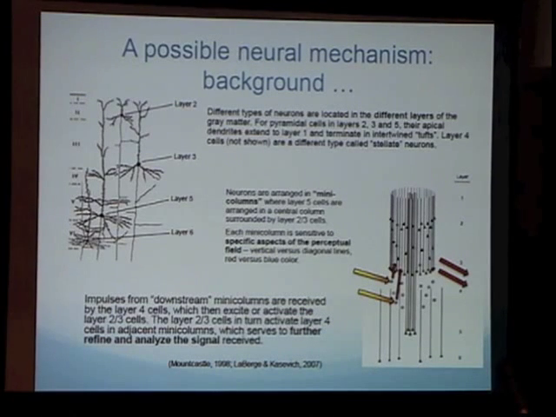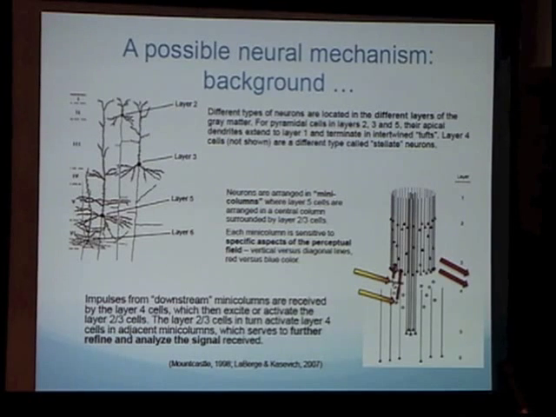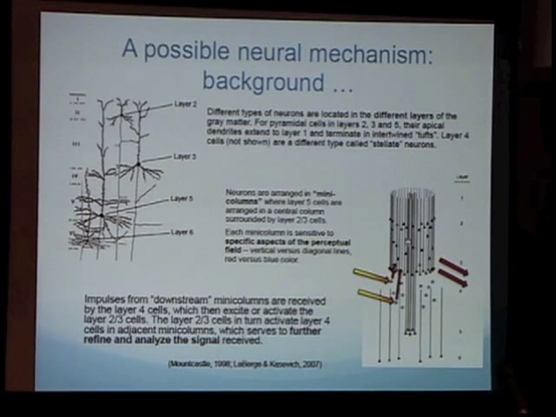Okay, now what happens, and this is the last bit of background before we get to the theory, is that impulses from the 2 and 3s are passed on from one mini column to another, to another, to another. They go from layer 2-3 to layer 4, and then up to layer 2-3 in the next mini column, and those go on to something else. This is the process that further refines and analyzes the signal so that some parts of your visual cortex see color, and some parts see motion, and some parts see lines, and so on.